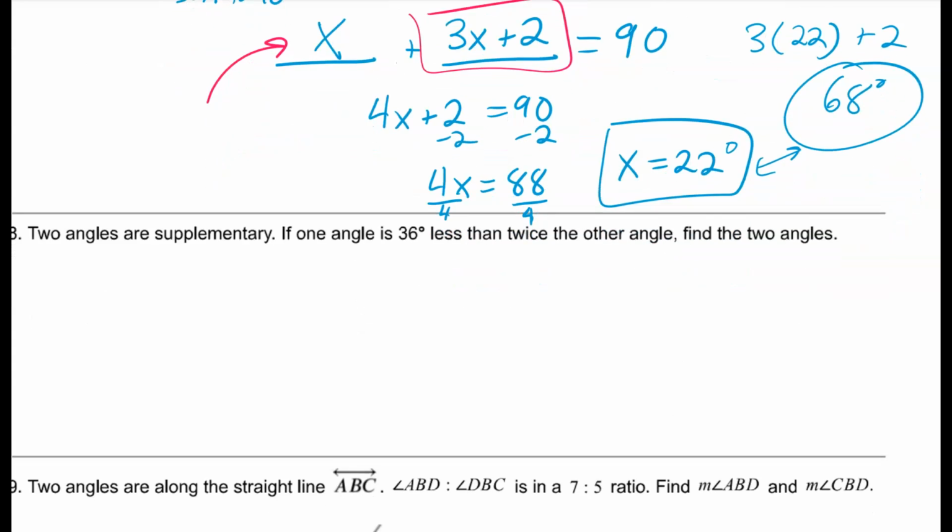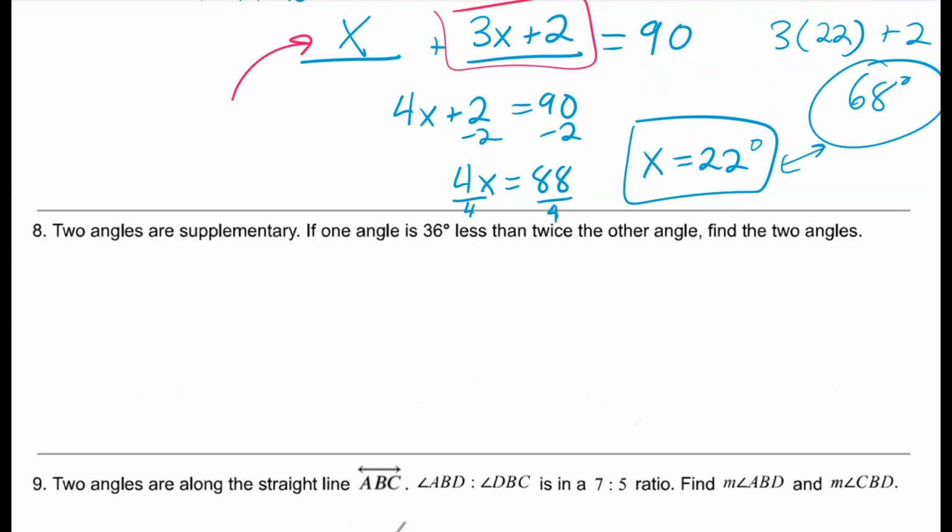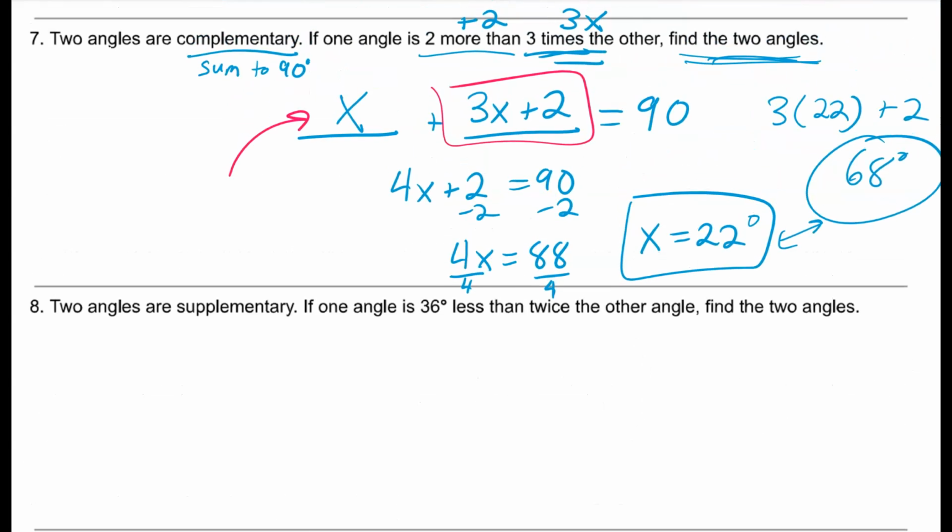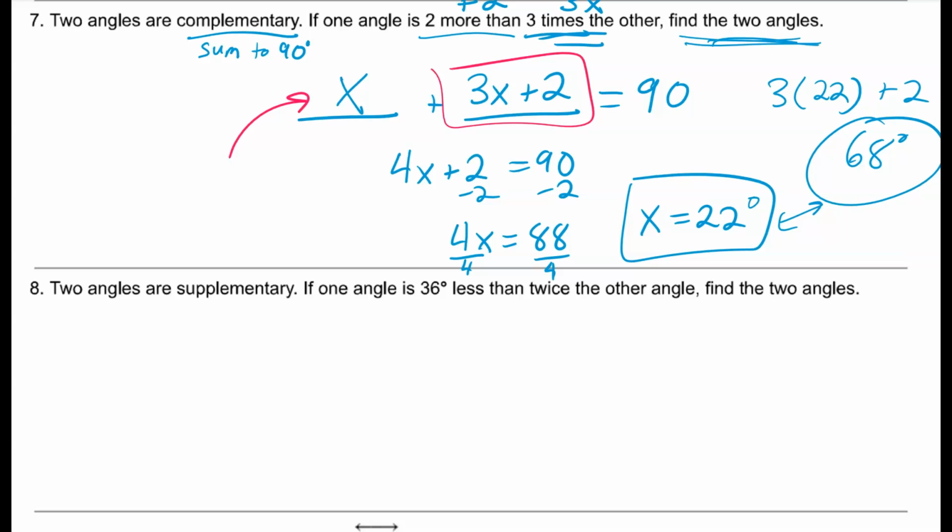For number 8, if two angles are supplementary, now this is a very similar problem to number 7, only instead of setting it equal to 90, because they're supplementary, that means my angles should sum to 180 degrees.